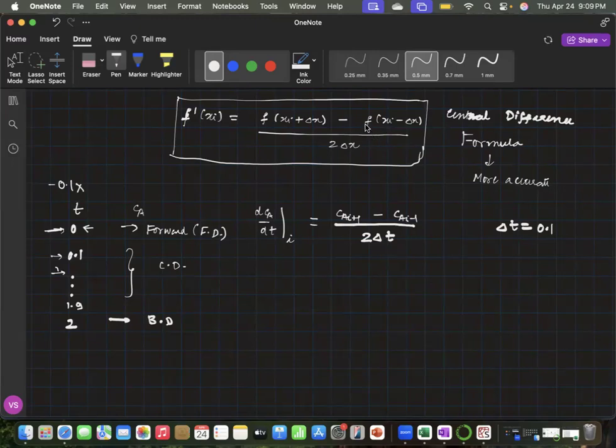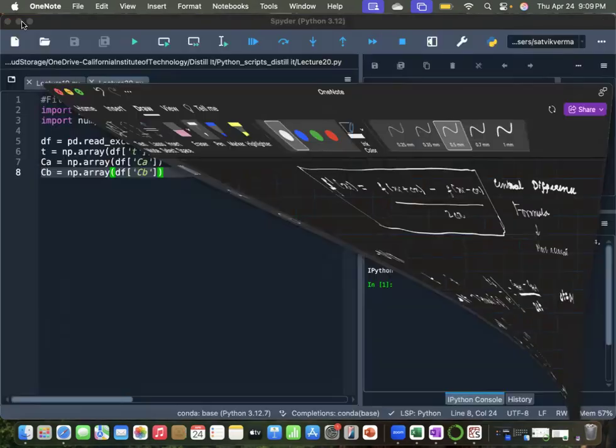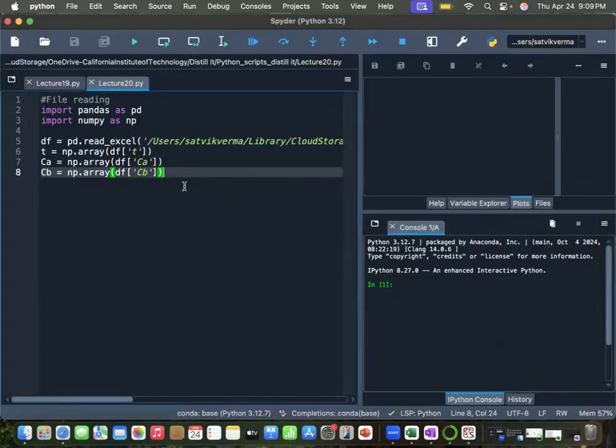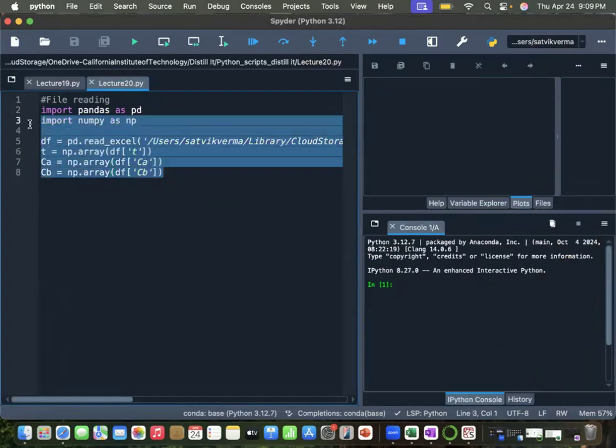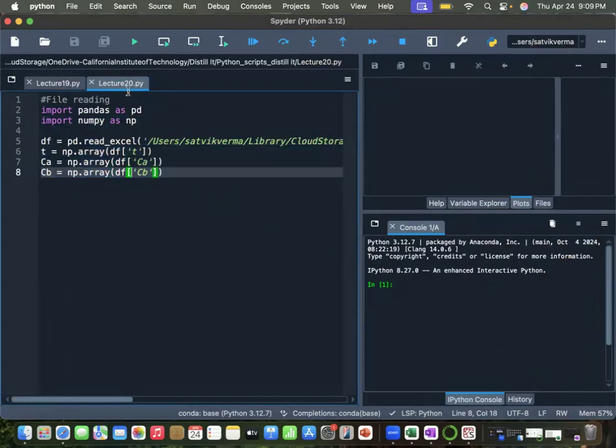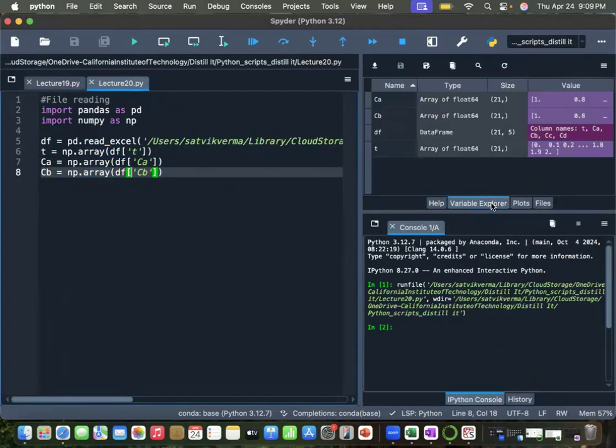So now let's go on to code this in Python. In the previous lecture, we had read the concentrations. So let me just run this, and we can see that we've read time as an array, and we've read concentrations as an array.